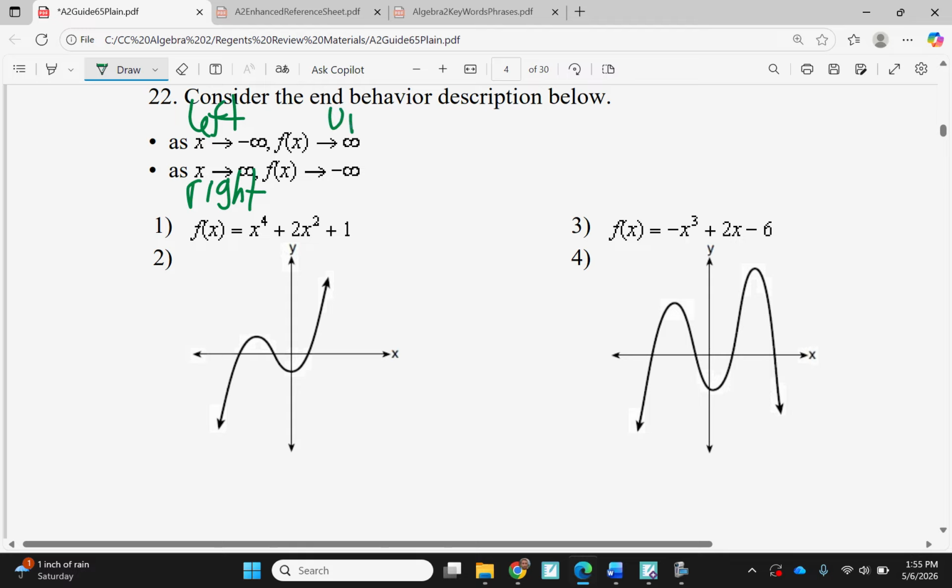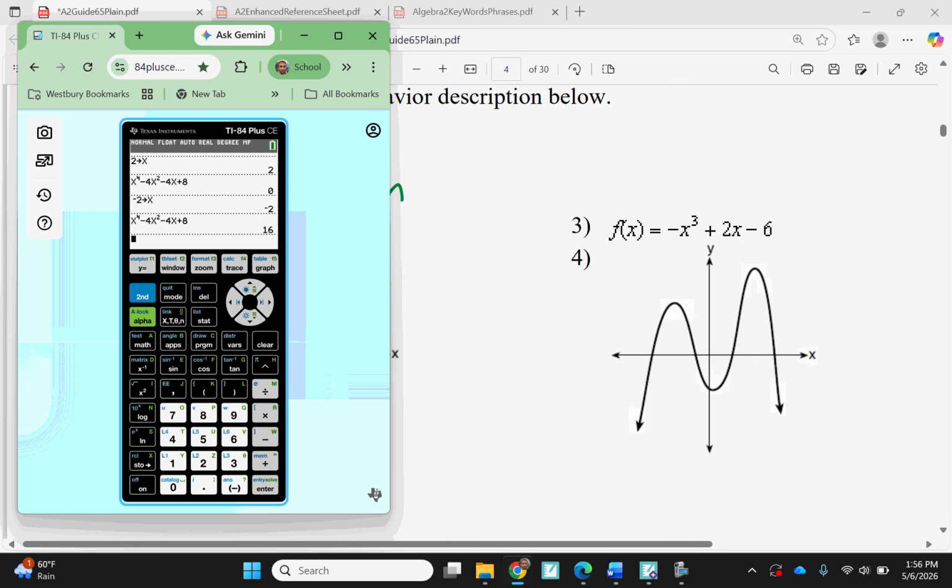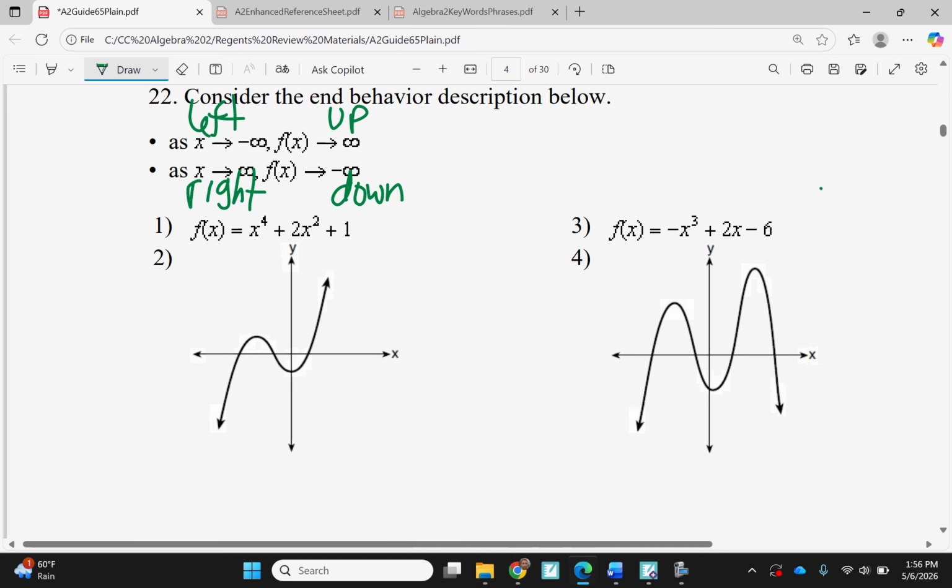Positive infinity is up, and again, negative infinity is down. Now for choices 1 and 3, we did talk about U-shaped, chair-shaped, positive, negative, but if you don't know any of that, you can just go to your calculator and type in. So for choice 3, -x to the third plus 2x minus 6, zoom 6, looks something like that.